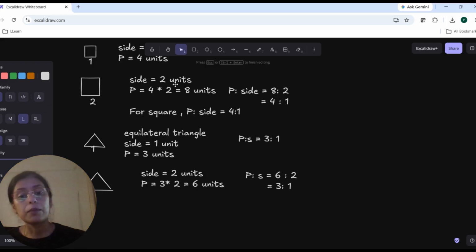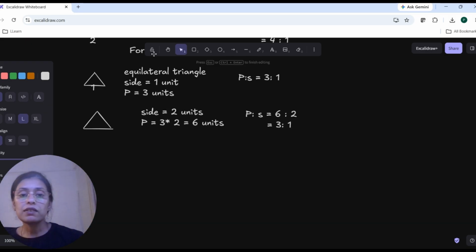For square, the perimeter increases 4 times. Every time the size changes by 1 unit, the perimeter changes by 4 units. Similarly, for equilateral triangle, every time the side changes by 1 unit, so initially it is 1 unit, the perimeter is 3 units, side changed by 1 unit, so change in perimeter is again 3 units are added, right? 1 unit is added to the side, so 3 units are added to the perimeter, so that it becomes 6. So there is always a ratio of 3:1 in case of equilateral triangle.